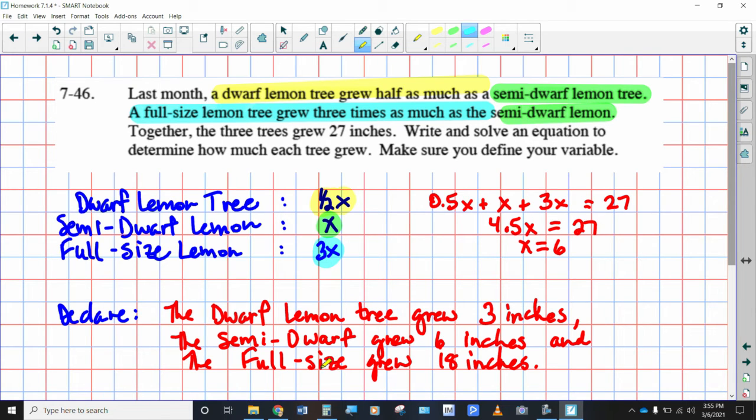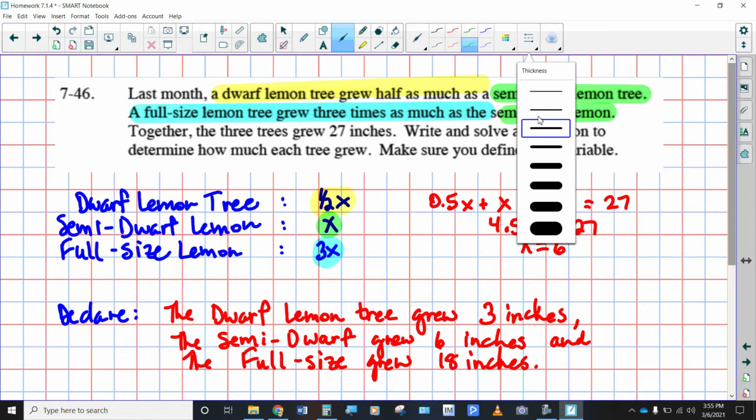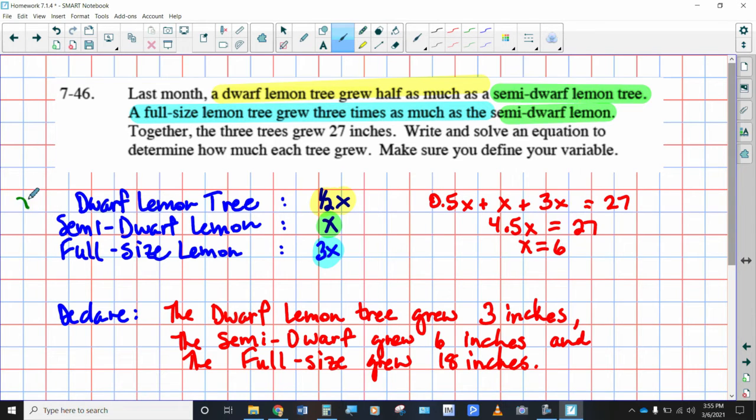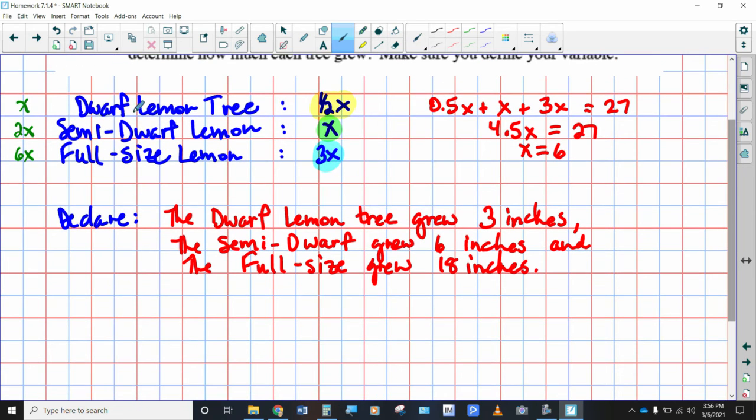Now, this is going to require all of us to use either decimals or fractions as coefficients. So what if I were to consider doing this instead? What if I chose to make the dwarf lemon tree my x? So if that's half the semi-dwarf, then this would become 2x, and this is 3 times the semi-dwarf, which would make this 6x. Is it legal to do this problem where these are our definitions instead of these?